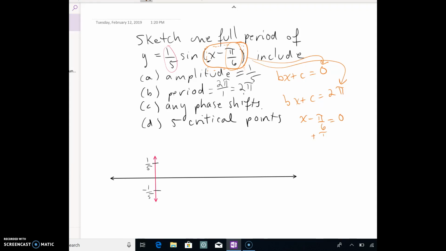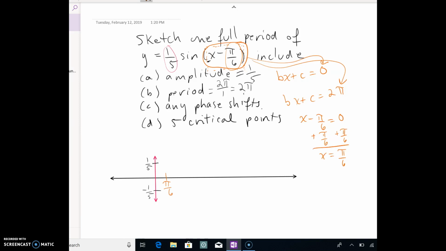Solving for x, we're going to add pi over 6 to each side of the equation. And there we go. So we have that new endpoint at x is equal to pi over 6. So again, instead of starting at 0, now we're going to start at pi over 6.